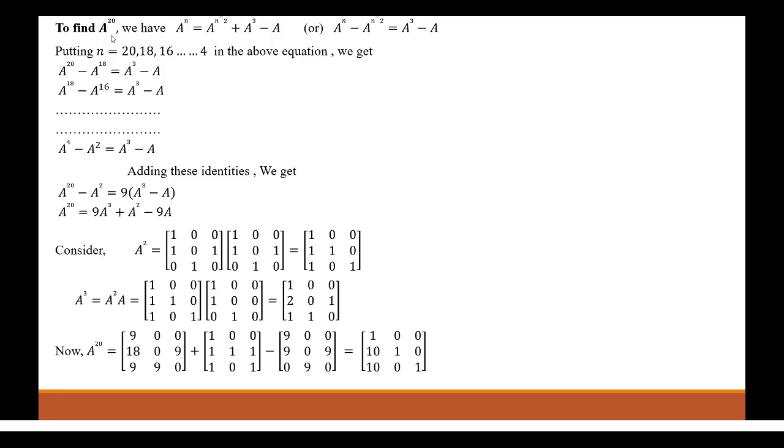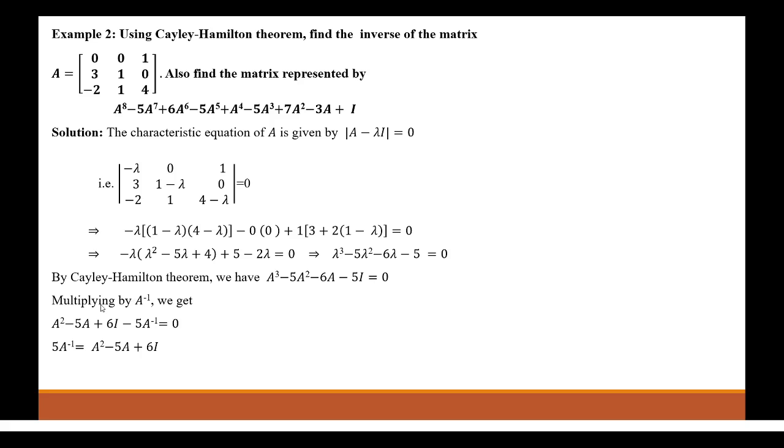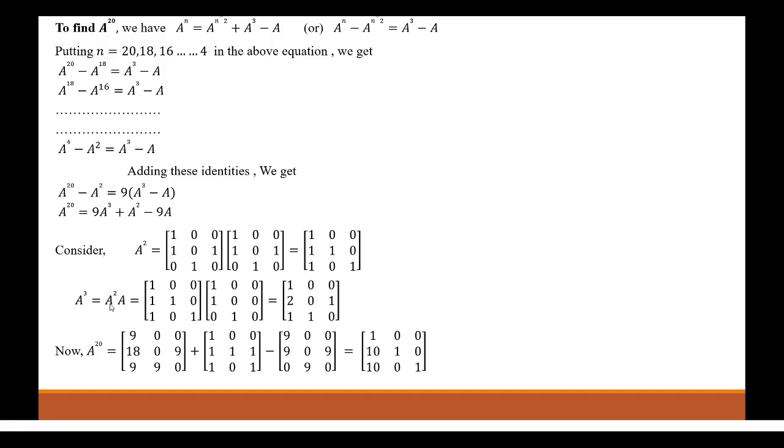Then to find A power of 20, already we have the equation for A power of n. For this equation, putting n is equal to 20, 18, 16 up to 4, the above equation becomes a series of identities. So adding all these identities, we get finally A power of 20 is equal to 9A square plus A square minus 9A. Then find out A square, the product of the matrix A square. Then again find out A cube by taking A square into A. Finally we get A power of 20.